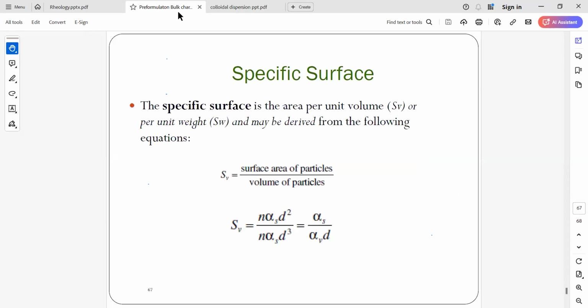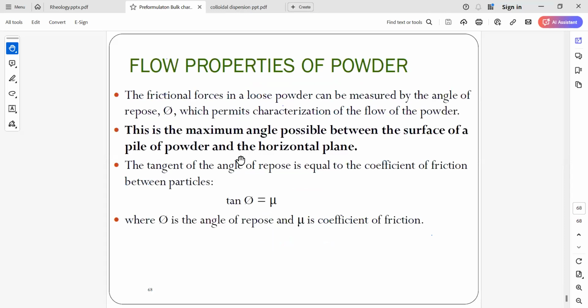Now, I also asked this question in the previous lecture: what will be the ratio of surface area to volume? So that is 6, right? If the surface area to volume ratio of a particle is 6, then that particle will be considered a spherical particle. So this I have already told. Then for flow property, we measure the angle of repose. We have also discussed the different methods, static and dynamic angle of repose, and how we can measure that. So this is about this chapter of micromeritics.